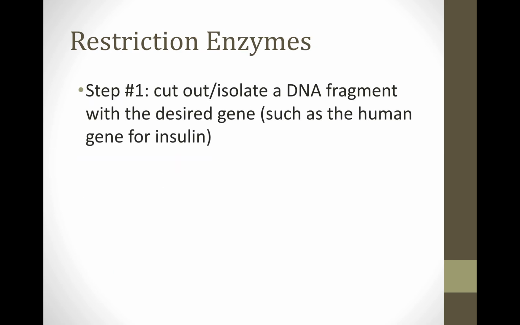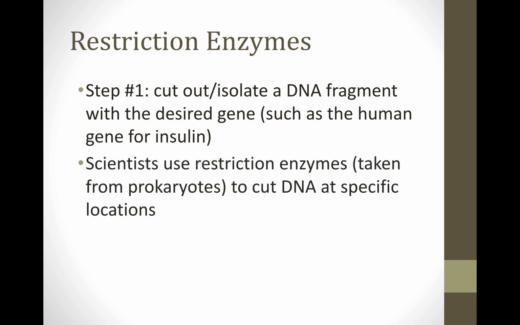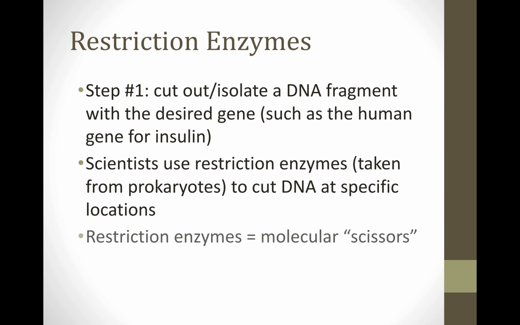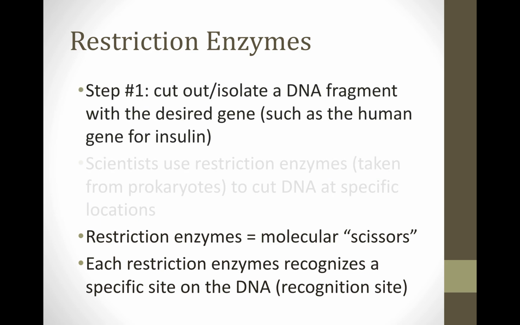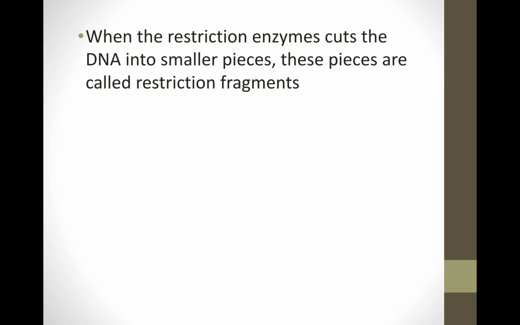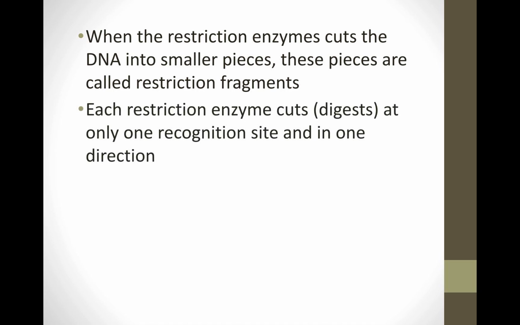Restriction enzymes. These are considered molecular scissors. They're used to cut and isolate a DNA fragment within a gene. They use restriction enzymes, which are taken from prokaryotes, to cut DNA at specific locations. Each restriction enzyme recognizes a specific site on the DNA, or a recognition site. These smaller pieces of cut DNA are called restriction fragments.